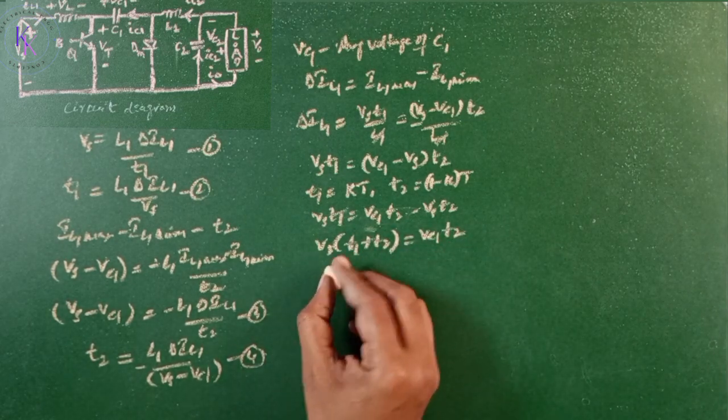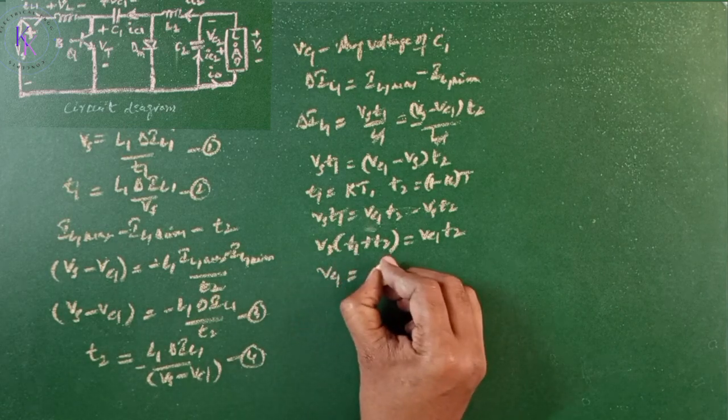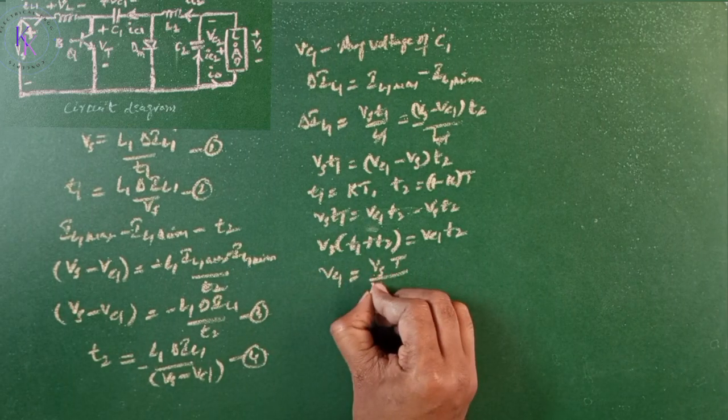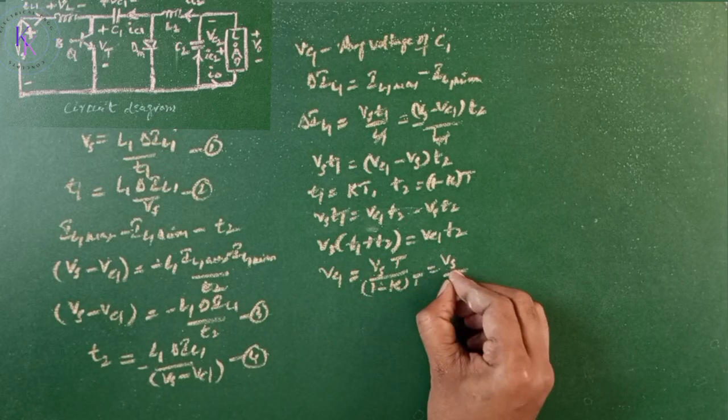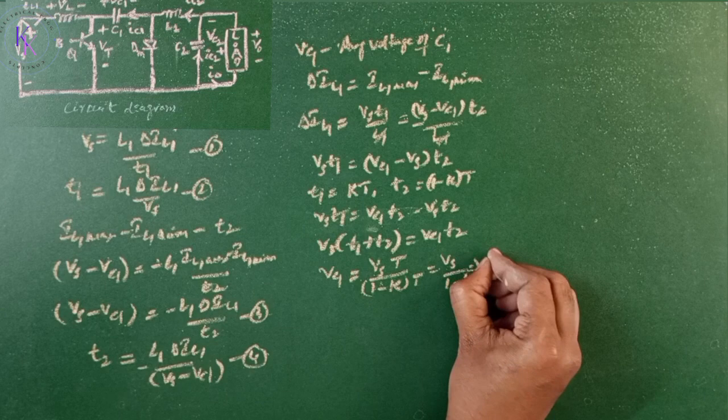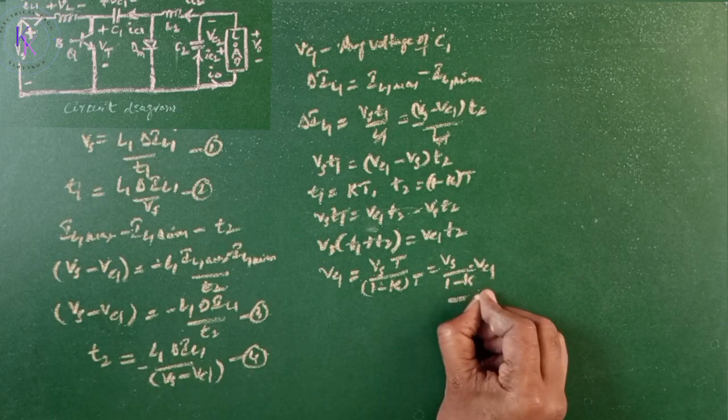Now substitute these values, then you will get Vc1 equals Vs T by T2, that is nothing but Vs T divided by (1 minus K) T, that equals Vs divided by 1 minus K, that equals Vc1. This is equation number 5.